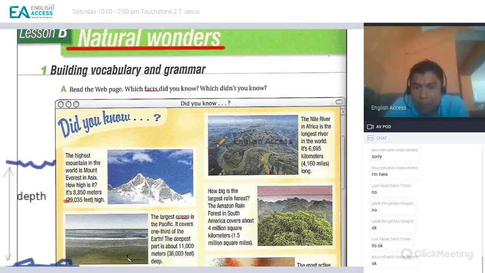This is a river. There goes the river. And the Nile River is in Africa, is the longest river in the world. It's 6,695 kilometers long. Okay, now we're talking about length.